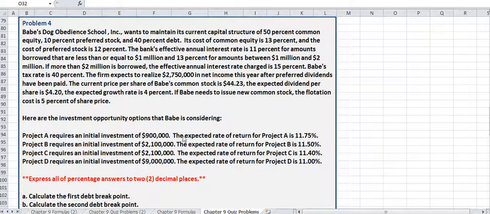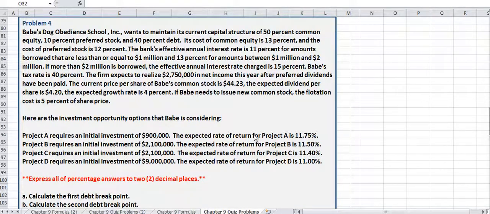One thing that you should see is that I've already put these in order of their return. So as we go to project A, B, and C, and D, the return gets gradually lower. So you've got the highest return to the lowest return order already, so that makes it a little bit easier.